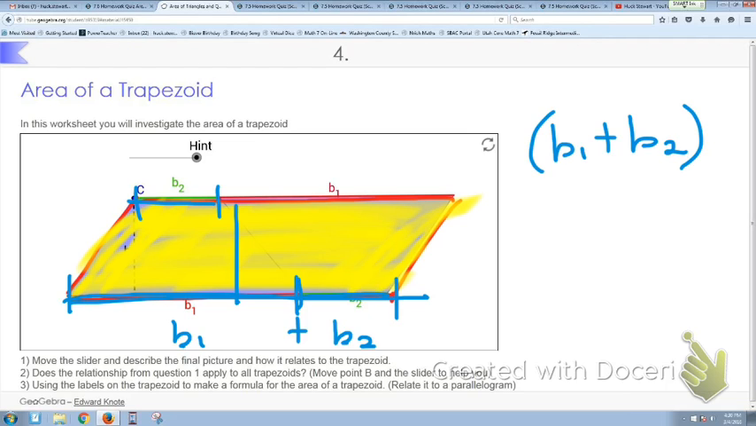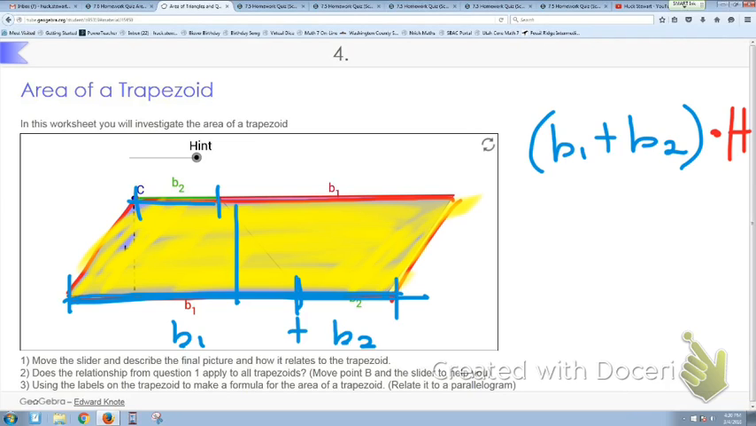We take the trapezoid, okay? Now, if I'm going to find the area of this parallelogram, I'm going to take the base, which I decided was B1 plus B2, and then I'm going to multiply it by the height, because that's how you find the area of a parallelogram. It's base times height, which is great. I've just found the area of this parallelogram.